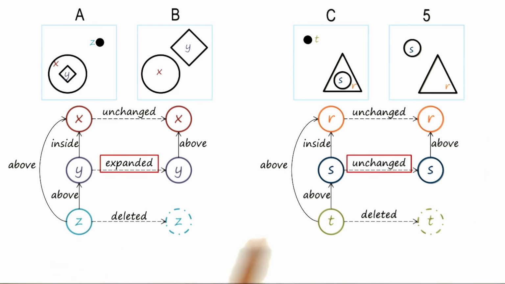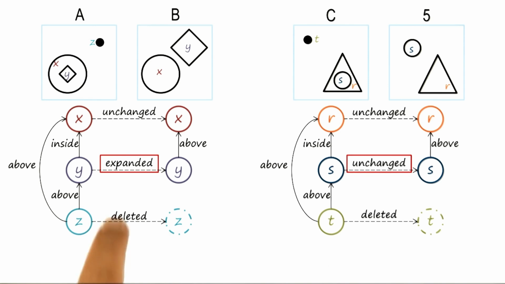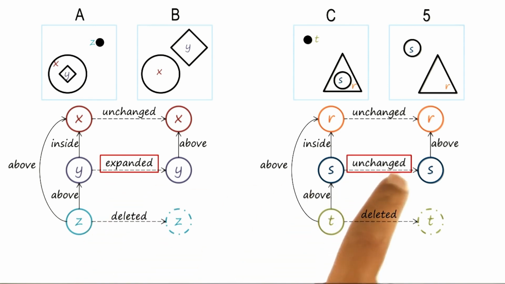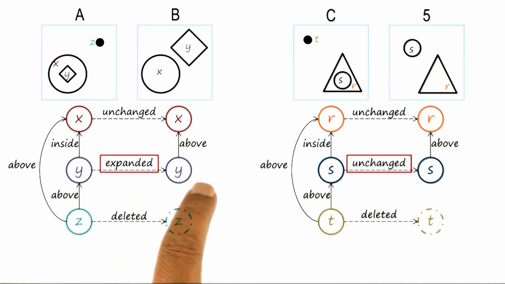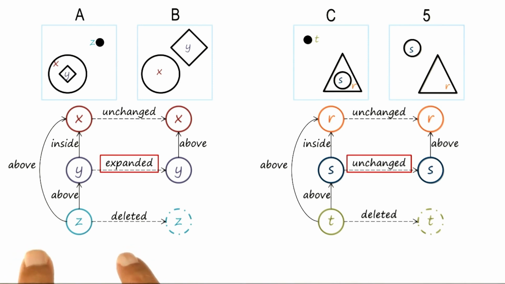If we look at the 2 representations in detail, then we see much of the representation here is the same as the representation here, except that this part is different from this part. Here we have Y expanded, where here we have S remain unchanged. So this may not be the best answer. Perhaps there is a better answer, where the representation on the left will exactly match the representation on the right.